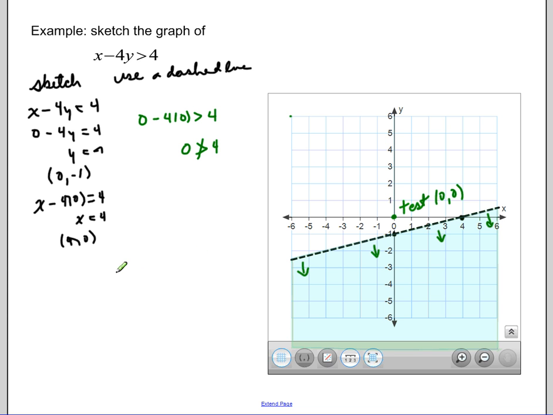Okay, so there's my shading. Of course, that means that everything that is below the line would certainly be in the solution set. And if we picked any point within this region, we'd have a solution. So, more in the next video.